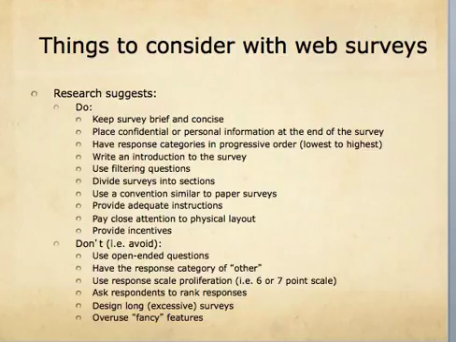Use a response scale, but don't use response scale proliferation. For example, a Likert scale is 5 items: strongly disagree, disagree, neutral, agree, strongly agree. That's a 5 scale, a Likert scale. Don't go to 6 or 7 or 8. I've even seen 9 or 10. So you're proliferating the scale.